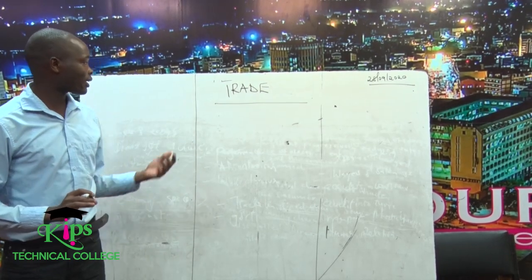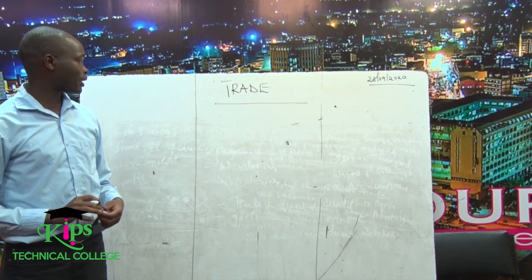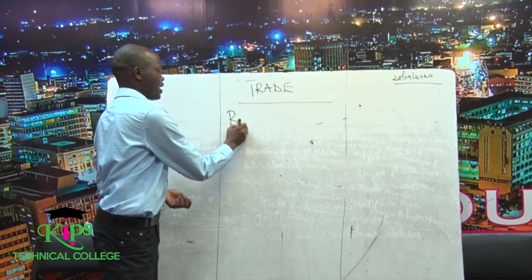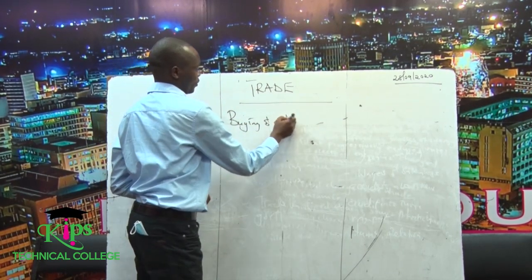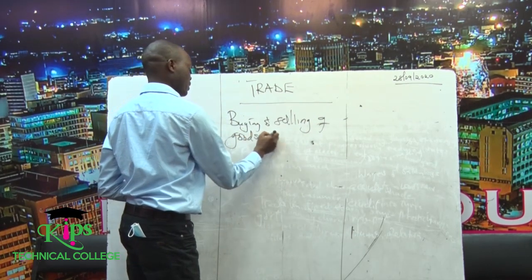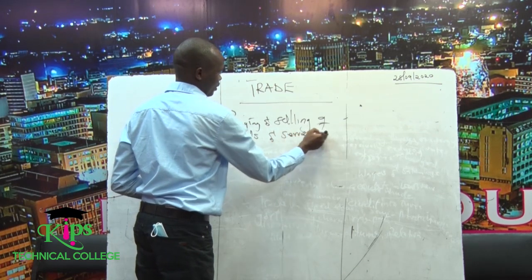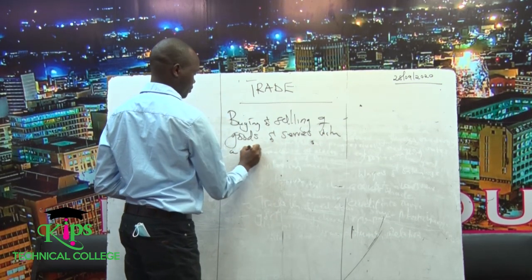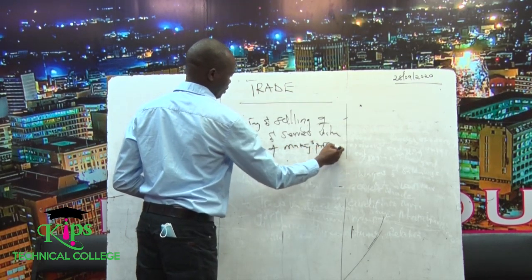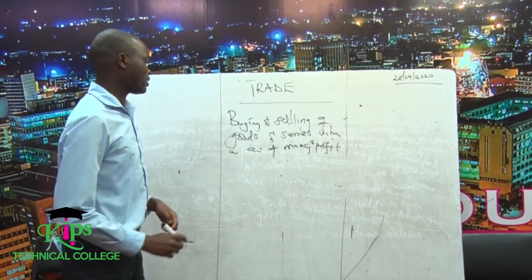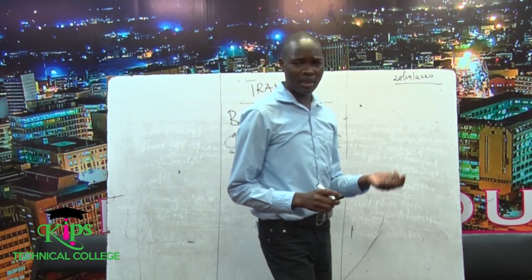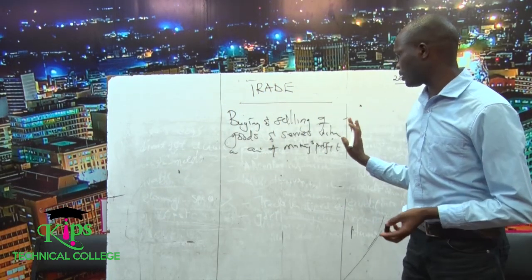Welcome to this class. Our topic of discussion today is trade, and you'll find that trade is buying and selling of goods and services with an aim of making a profit. So, in simple terms, what we can say is that trade is just buying and selling of goods and services in an economy or in any other place.